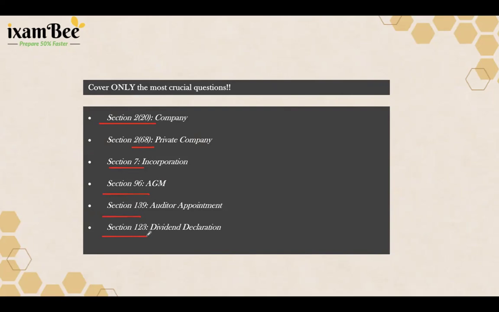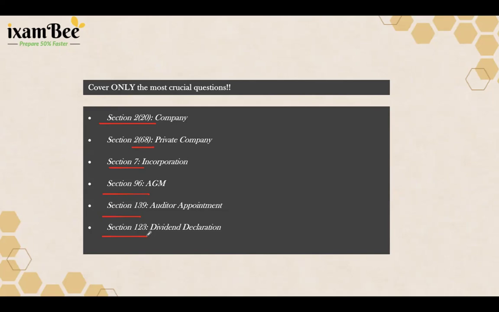So pick only those sections which are relevant, which are crucial from the perspective of the examination, which basically lay the foundation for the Companies Act. Only those section numbers are required to be learned.